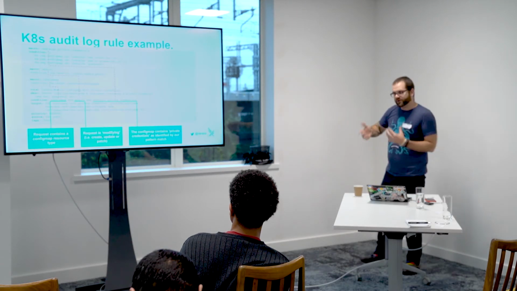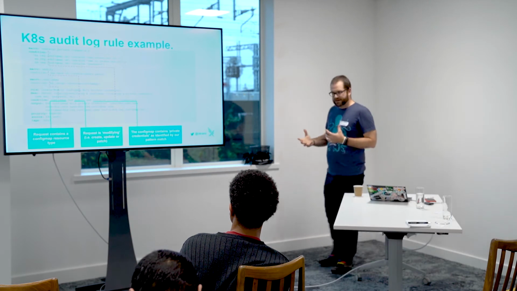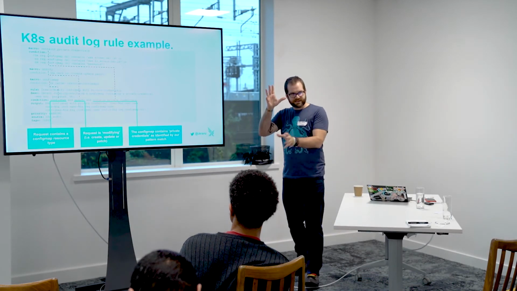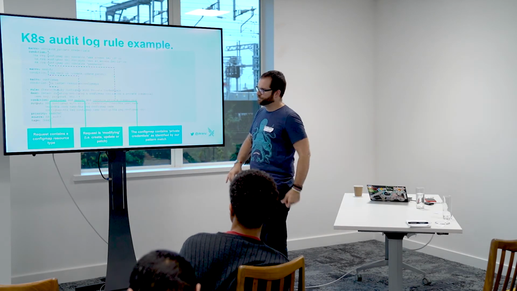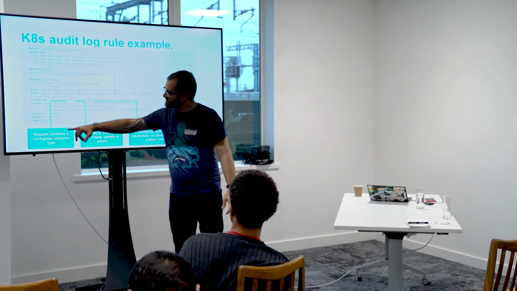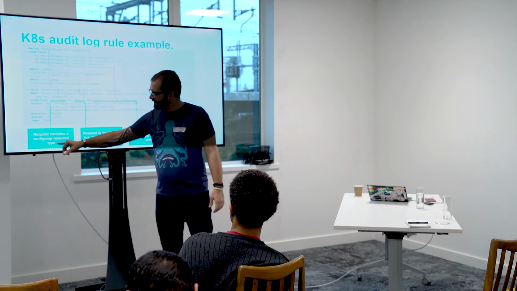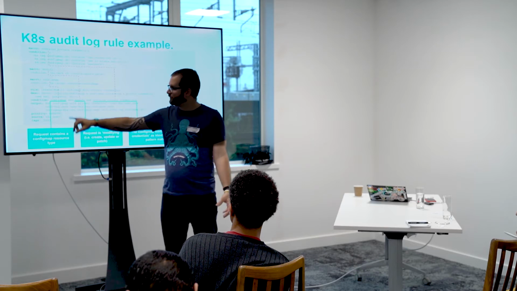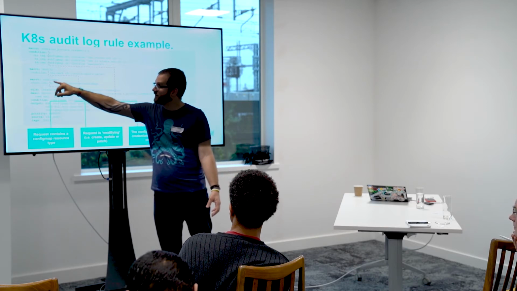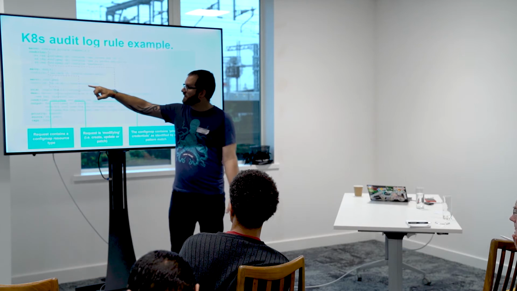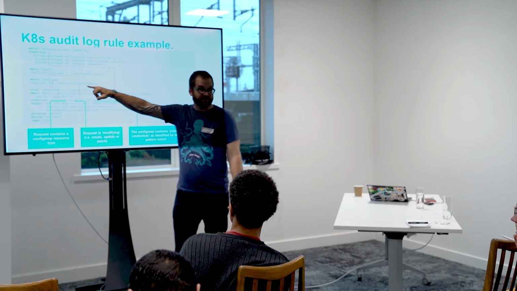To give an example, the previous Falco example didn't use macros or lists. This one does use macros. It's a little bit more lines on the screen. But basically we've got the rule down the bottom. The request coming in has a config map. So we can see that's a config map. This config map is a macro. And here you can see the resource type basically has a config map in it.